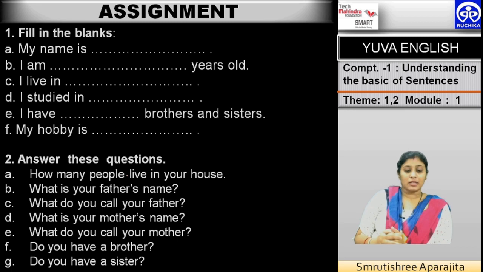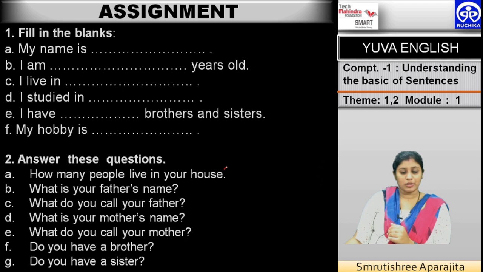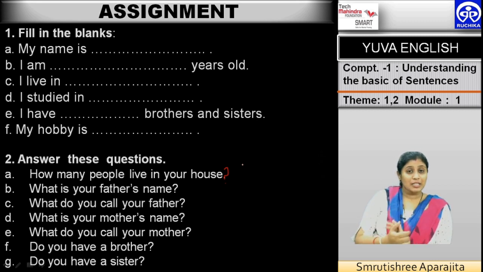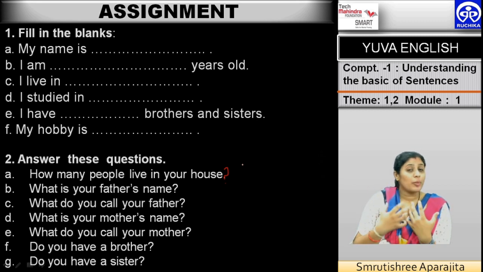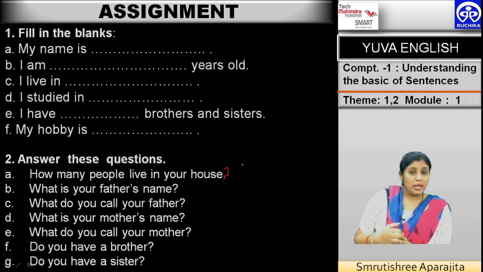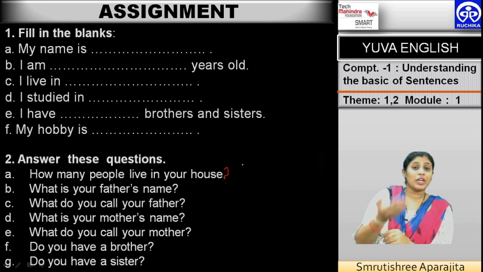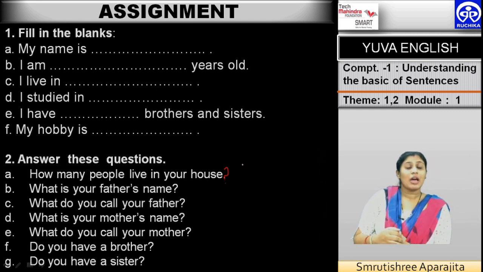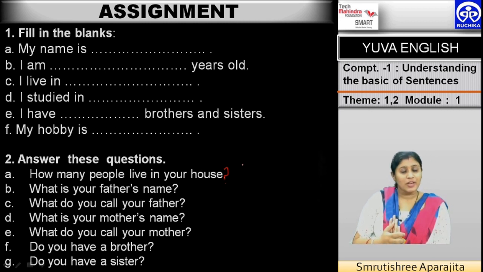How many people live in your house? Now I have forgotten to give a question mark over here. Okay, how many people live in your house? So I have to tell how many people live in my house. There are 15 people in my house, or there are 15 members in my house. I'll be asking a question, that is an interrogative sentence, and when you are answering it back, it is a declarative or assertive sentence. Declarative sentences are also known as assertive sentences.